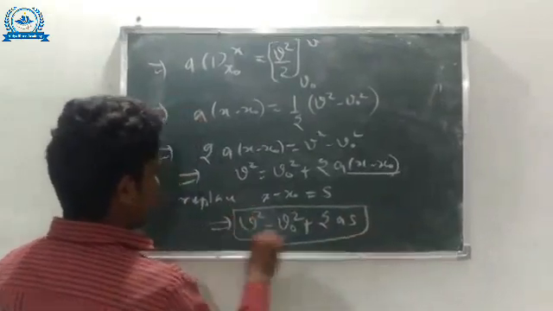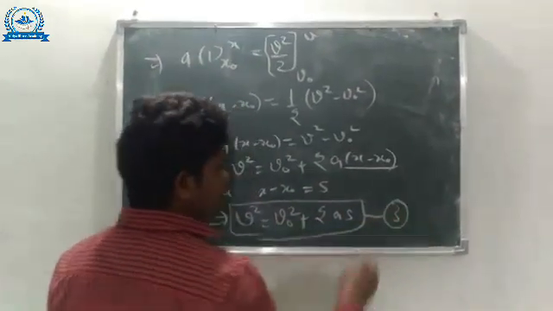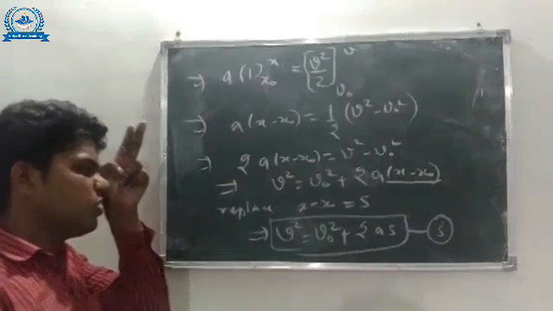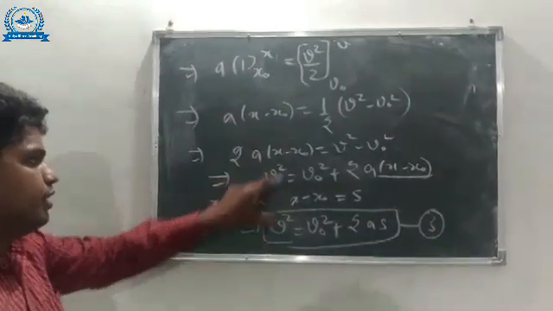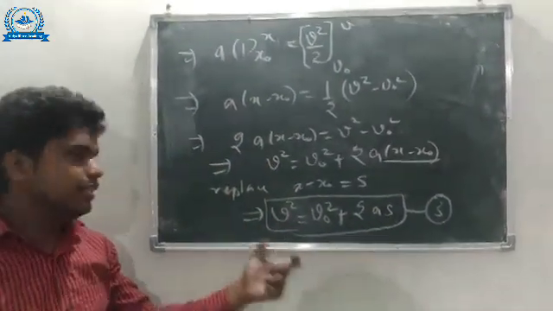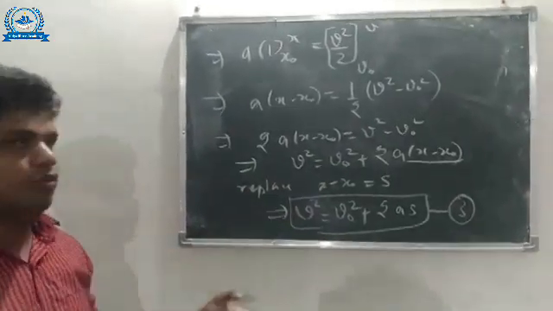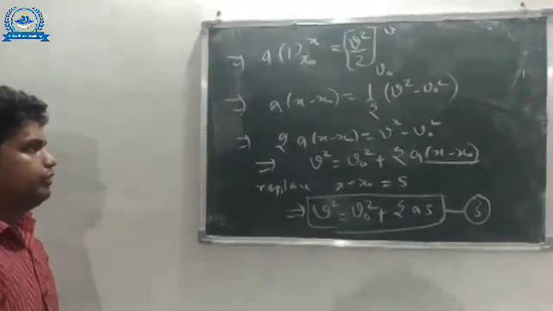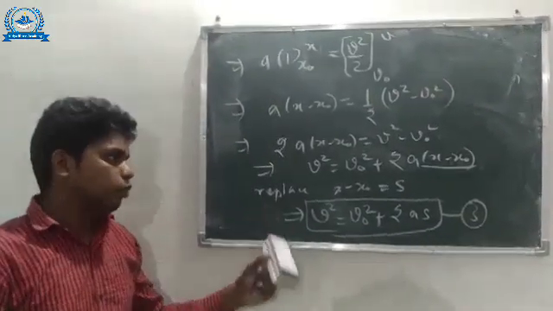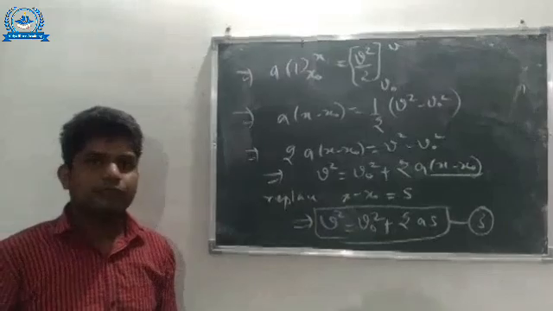So this is nothing but the third equation of motion for constant acceleration. The application of this theorem is that it is also applicable for non-uniform acceleration motion. So yes, we have done the proof of all three equations of motion. Thank you.